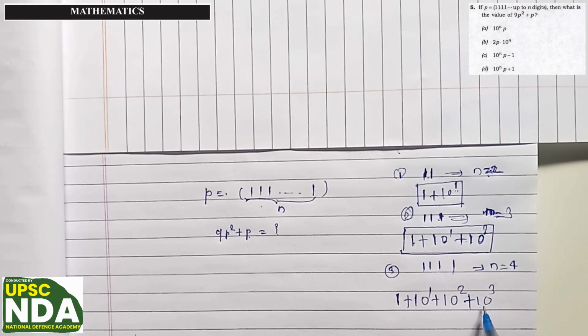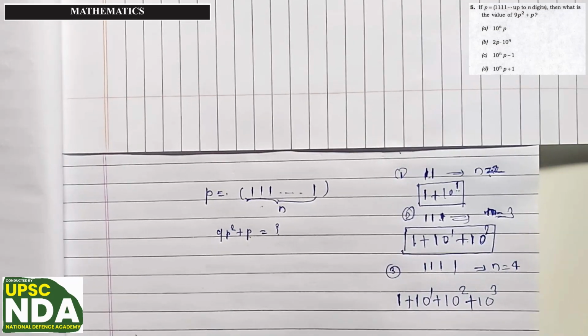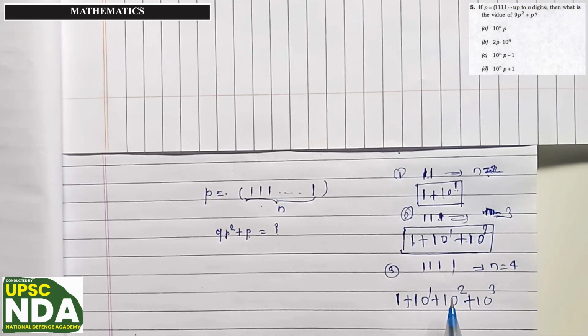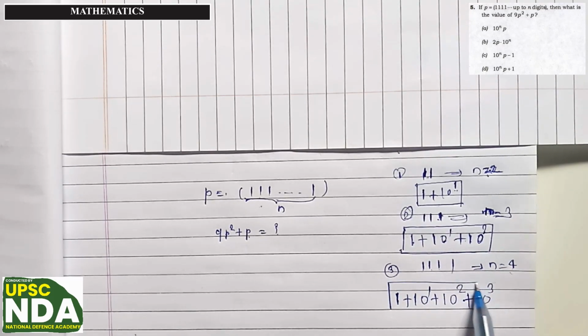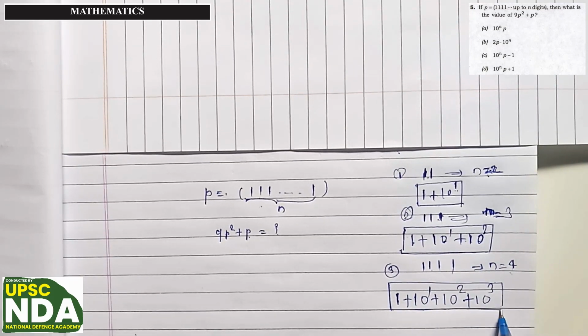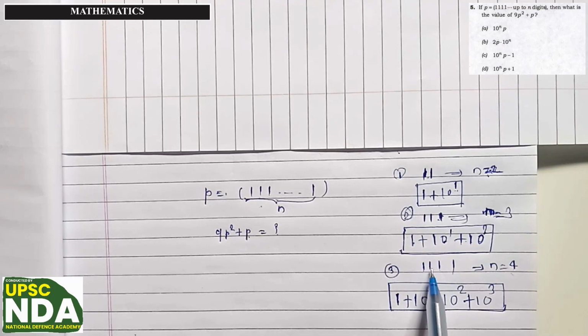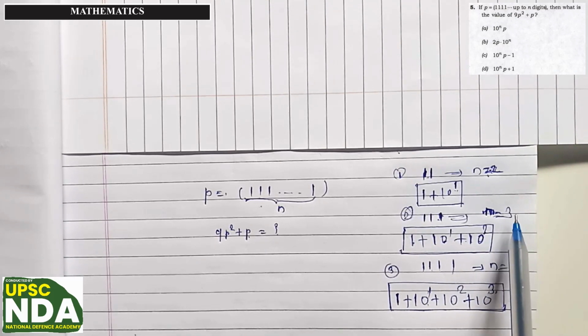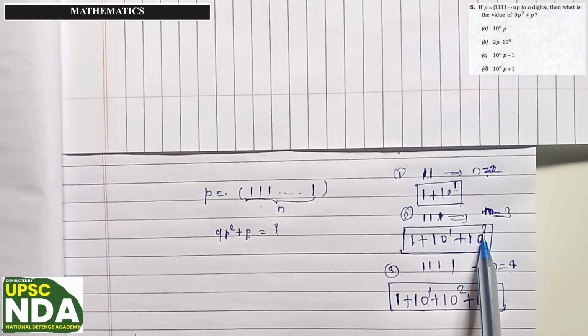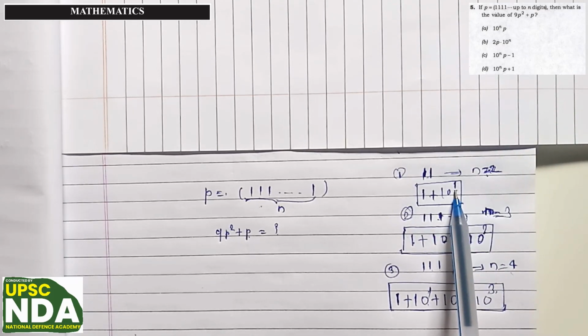Okay, so here we can see that if I consider n equal to 4, then 1111 can be written as 1 plus 10 raised to 1 plus 10 raised to 2 plus 10 raised to 3. If n is 4, then we write up to 10 to the power 3. If n is 3, then we write up to 10 to the power 2. If n is 2, then we write 10 to the power 1.